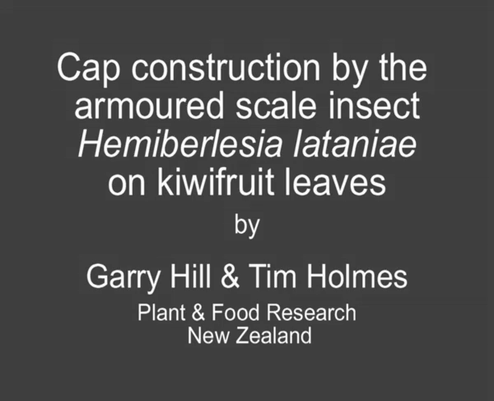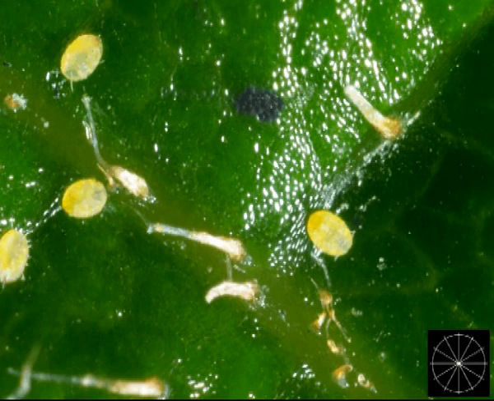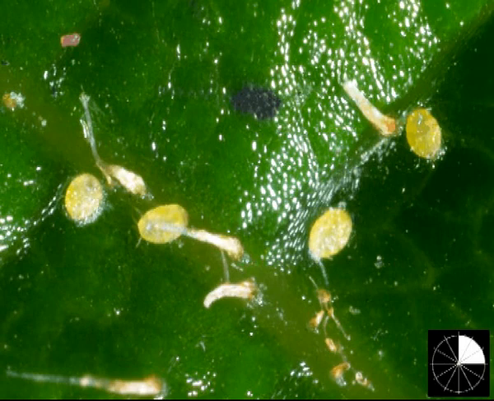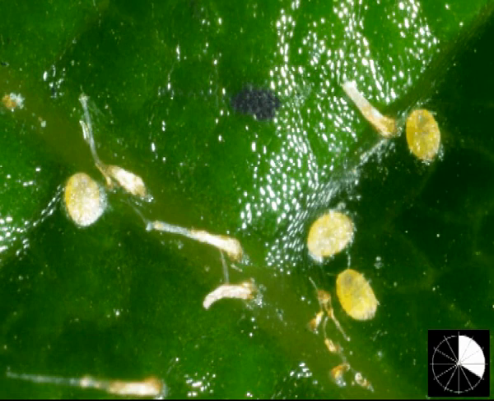This time-lapse video shows the first 14 hours in the construction of a cap by an armoured scale insect. Each segment of the clock in the bottom right of the picture represents 1 hour. The scale insect crawler, which is 1/4 of a millimetre long, finds a suitable place on the leaf to settle. It inserts its mouthparts into the plant and begins to secrete wax from glands on its dorsal surface.